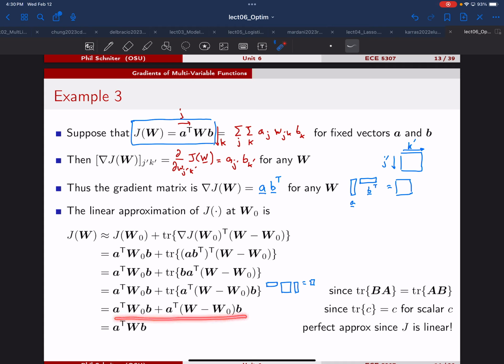And then we do one final simplification. We notice that this term gets canceled by this term, and we're back to this. Now you might say, this is kind of strange. We started with J of W, approximated it with this linear approximation, simplified it, and got the original J. That makes sense. If J is linear to start with, then the approximation is perfect. That's why we got the same answer. So even though it looks like an approximation, for this particular function, it's a perfect approximation.